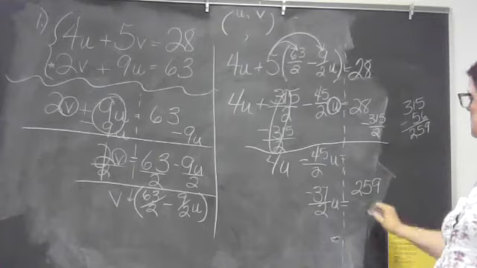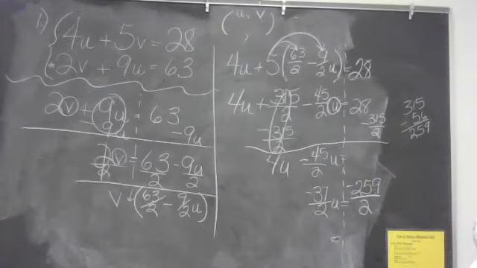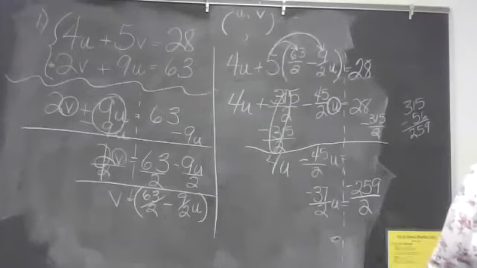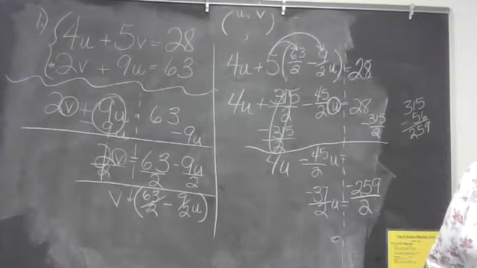So I have 259 negative over 2, still ugly. Still totally ugly. Are you guys with me? It's all fractions, but I don't want you to get dizzy and stop. You have a calculator.